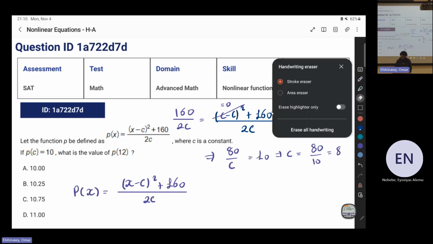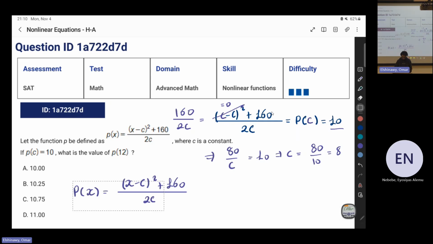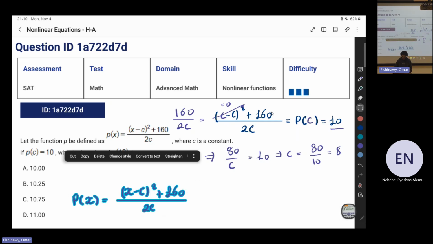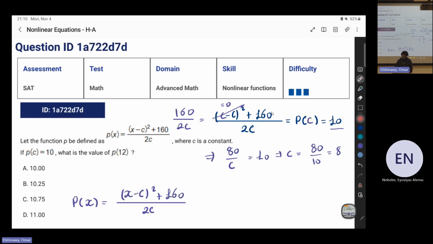P of 12, what does it mean? It's the case where you replace x with 12. So P of 12 is (12 minus c) squared plus 160 over 2c. If you don't know the value of C, you won't be able to make any progress on it. But now that we know that C is 8, we can solve it.